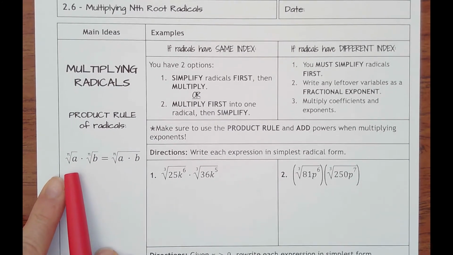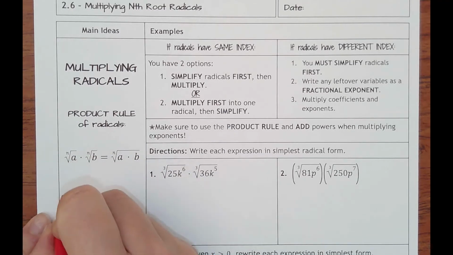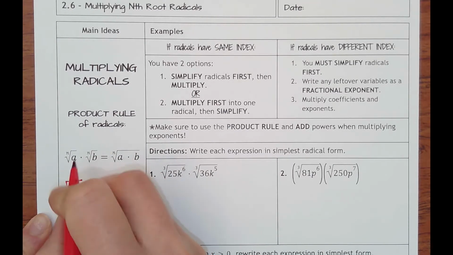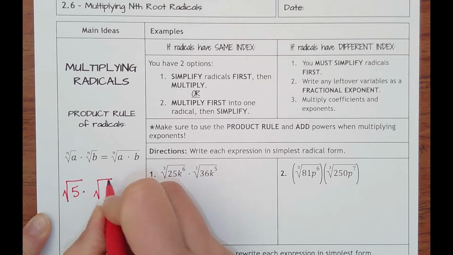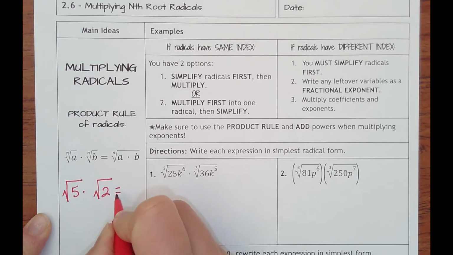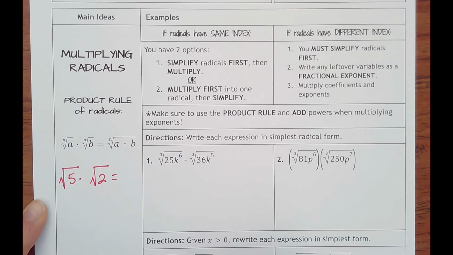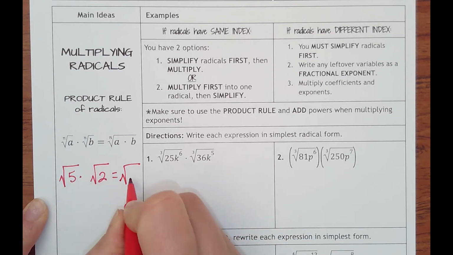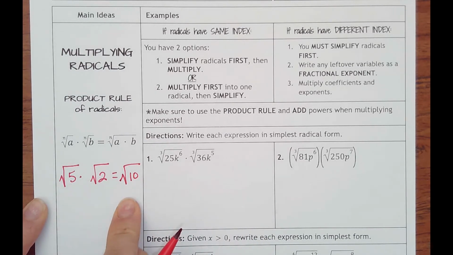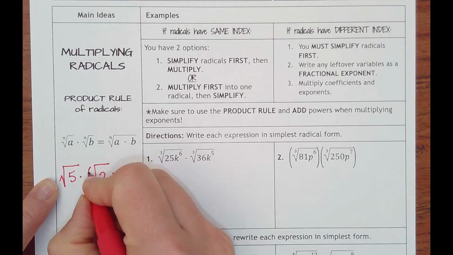So say I have the square root of 5 times the square root of 2. Since they're both under a common square root, I can simplify that and say it's the square root of 5 times 2, or the square root of 10. But you can only do that if the indexes are the same.